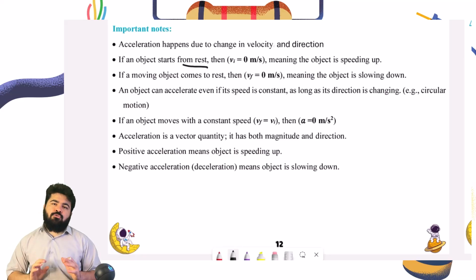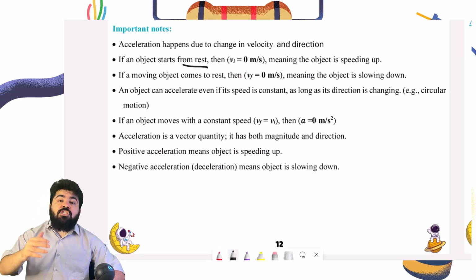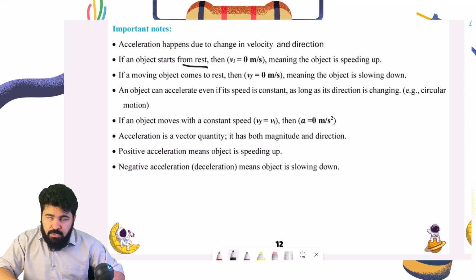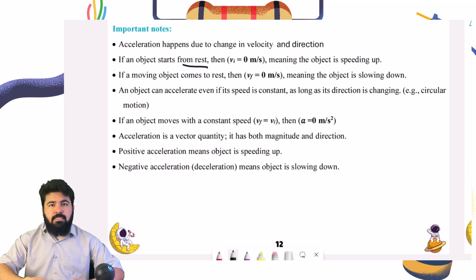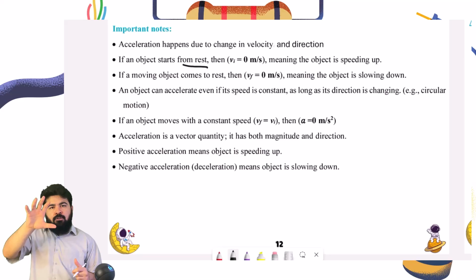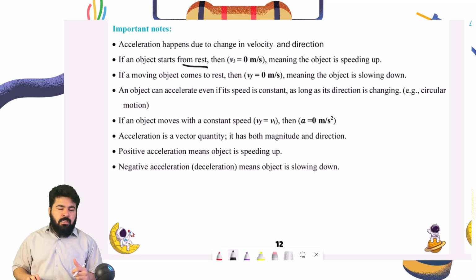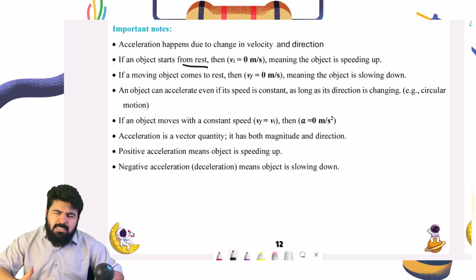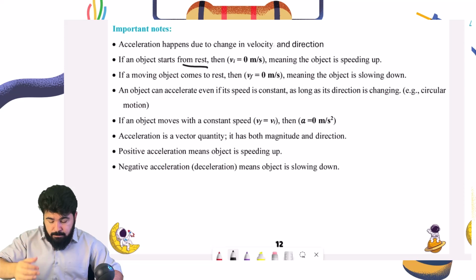V initial is equal to 0. If an object comes to rest, it means V final is going to be 0. Let's say you want to stop the car: you hit the brake and bring the velocity of the car down to 0 kilometers per hour. This means V final was 0, and we're going to learn that better in questions. This means slowing down. If V final is equal to 0, the object is slowing down. If V initial is equal to 0, the object is speeding up.